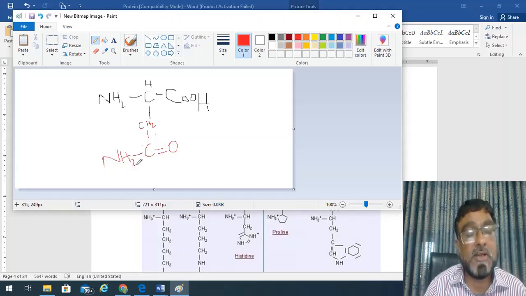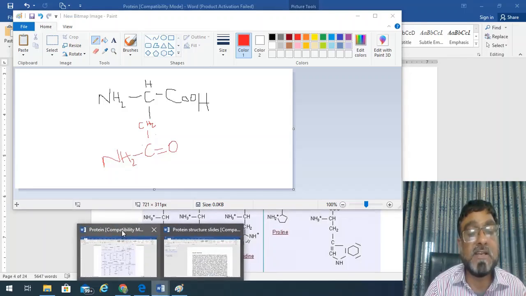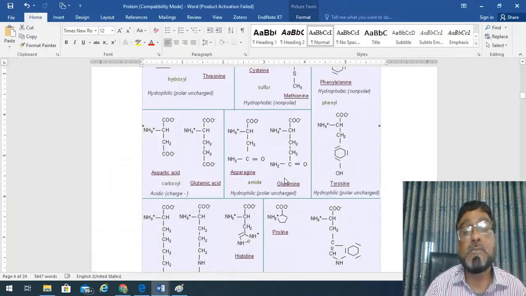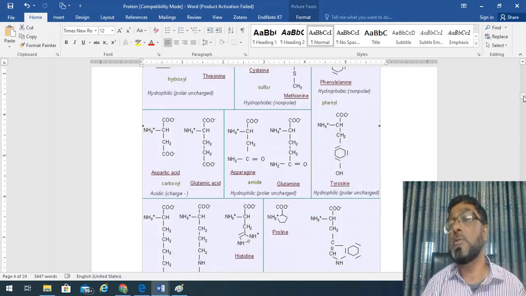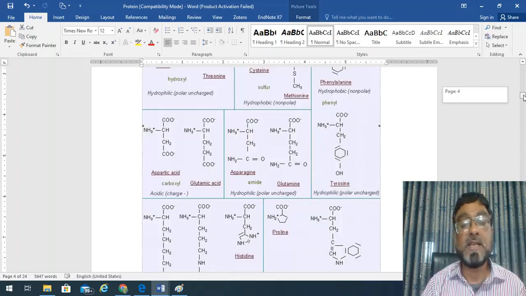So this is the amide group. It will now be called the glutamine, that is made from the glutamic acid. Same is the case with the asparagine. Sorry, it is the asparagine that is made from the aspartic acid, and same is the case with the glutamine. Just like that, CH2, CH2, COO, this is replaced by the amide, CO and NH2. So these are the acidic ones, and these contain the amide group with it.